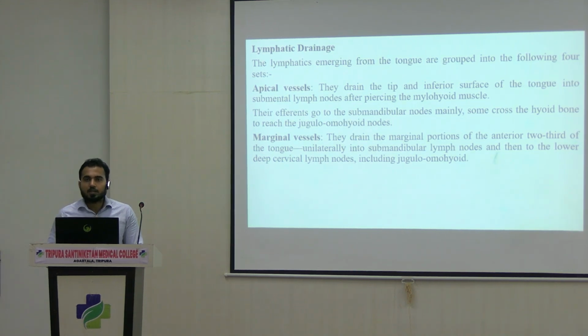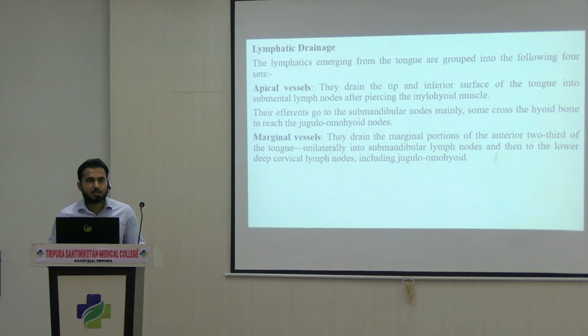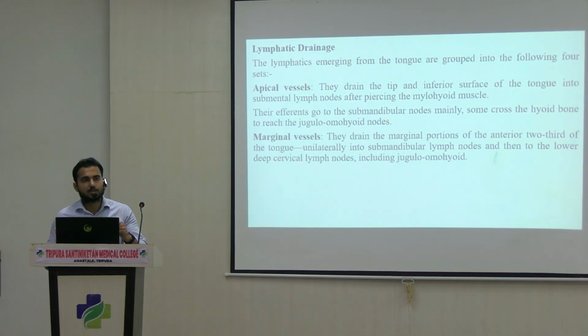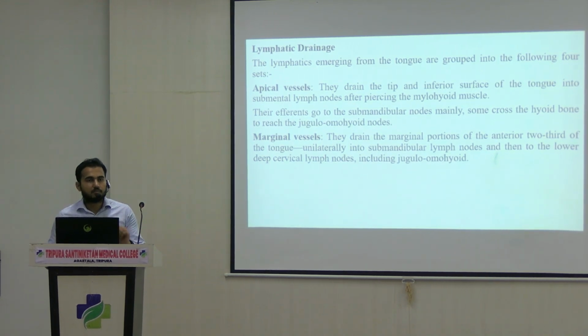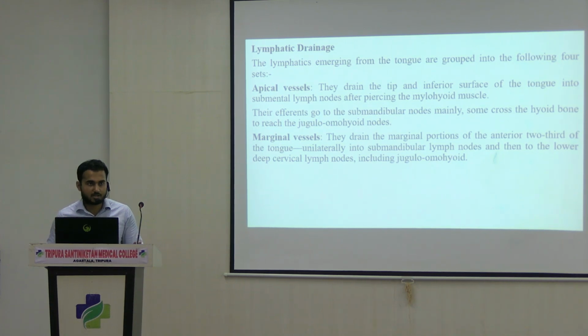Now in the gross anatomy of tongue, starting from the parts of the tongue, external features, surfaces, what is present in the dorsum of the tongue, what is present in the inferior surface of the tongue, then blood supply of the tongue, nerve supply of the tongue, all those things are discussed. The only thing which was left is the lymphatic drainage of the tongue.